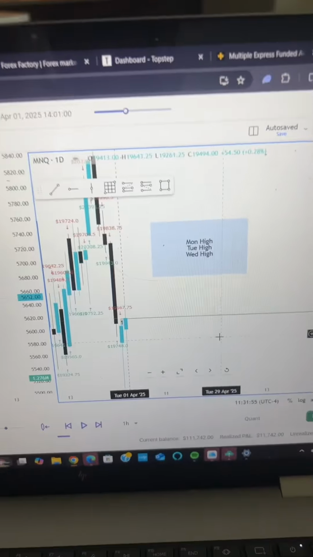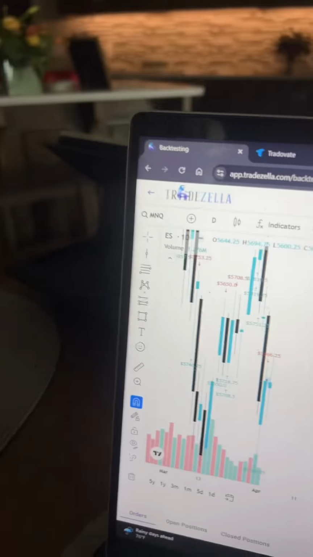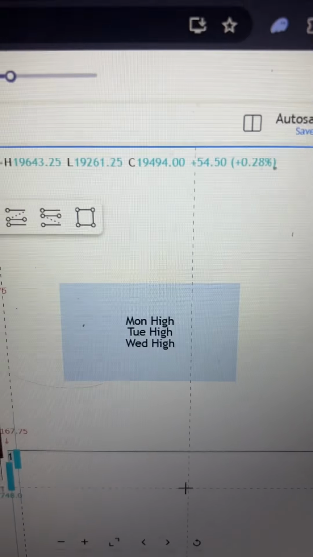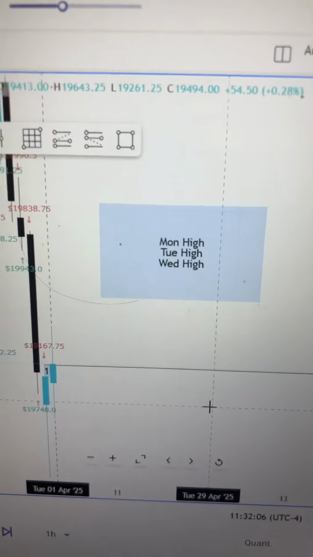So I trade the 4-hour PO3, and I always start off on the higher time frame and work my way down. That way I have a bias for the day. Now, I always use the weekly PO3, and I trade NQ and ES. Now, with the weekly PO3, if I'm expecting price to have a bearish week, it'll either be a Monday high, a Tuesday high, or a Wednesday high.